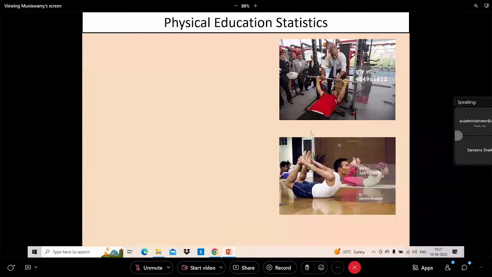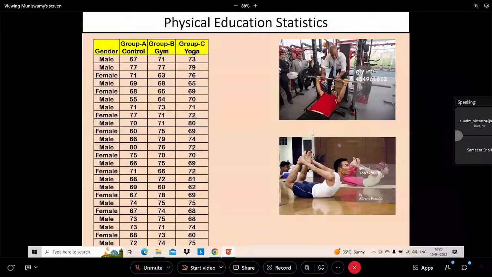So how can we analyze? What is the mean response of these three groups? And also what are the male and female heartbeat pulse rates? So which kind of exercise we have to do for heartbeat pulse rate? This is one kind of exercise. This is also a live exercise.